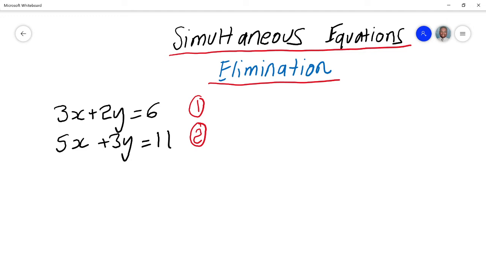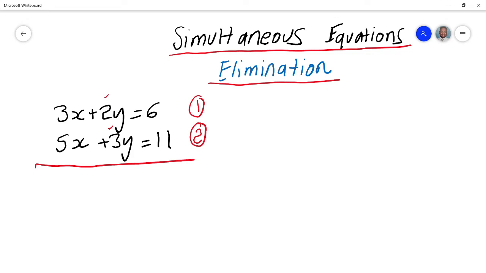Now, in the previous pair of equations, it was pretty straightforward. But here, we can't subtract or add to get 0. So what we need to do is make some adjustments. Now, I can see I've got a 2 there, and if I multiply by 3, I can get 6. And I've got a 3 there, and I can multiply by 2 and I can get 6. Therefore, when I subtract, I'm actually getting rid of y.